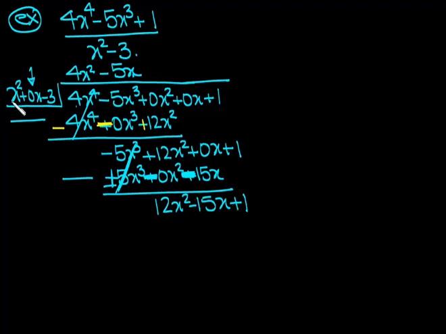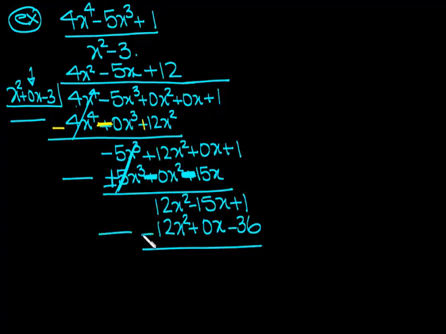Once again, what can I multiply the x squared by to make it 12x squared? It'll be plus 12. So you get 12x squared plus 0x minus 36. Subtract the 2. This becomes negative, negative, positive. This cancels. You get negative 15x plus 37.